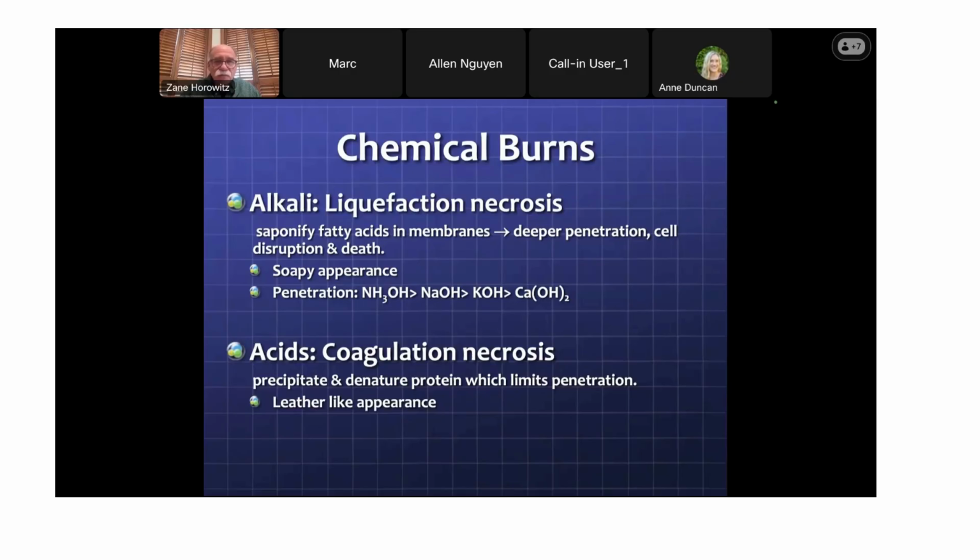They have a soapy appearance, and the stronger the alkali, usually hydroxy groups, the more likely they are to cause this liquefactive necrosis. The acids, however, were used in tanning, if you want to remember the pre-turn of the century uses for these. So it creates a coagulum. It stops penetrating deeply and causes a leathery hide like a tanning thing. So they have a coagulative necrosis. And they like throwing those terms around and seeing if you remember the association with those.